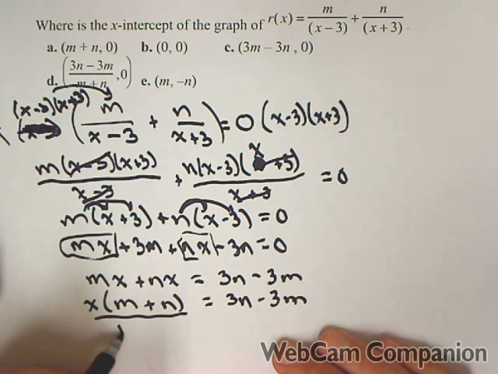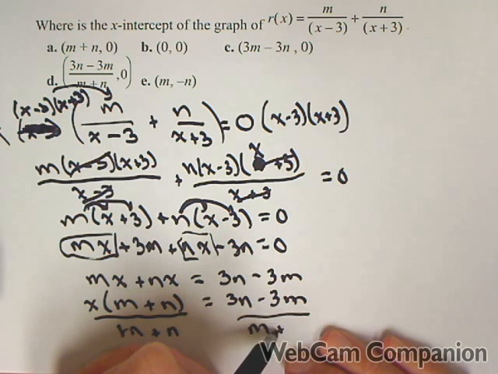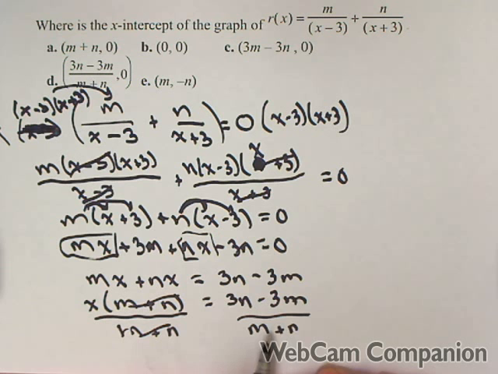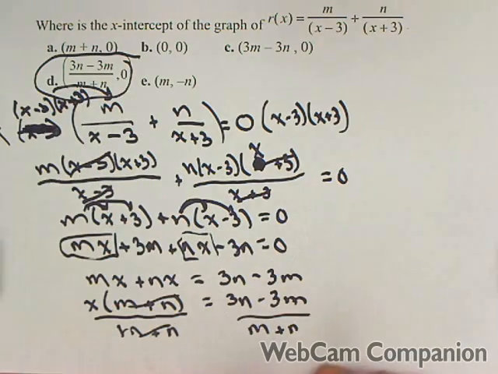And lastly, I'm going to divide both sides by m plus n. And there's my x. Now, I know it can be very tempting to cancel out these m's and these n's. You cannot, because they are not factors. There's our final answer, which is D, given as a point.